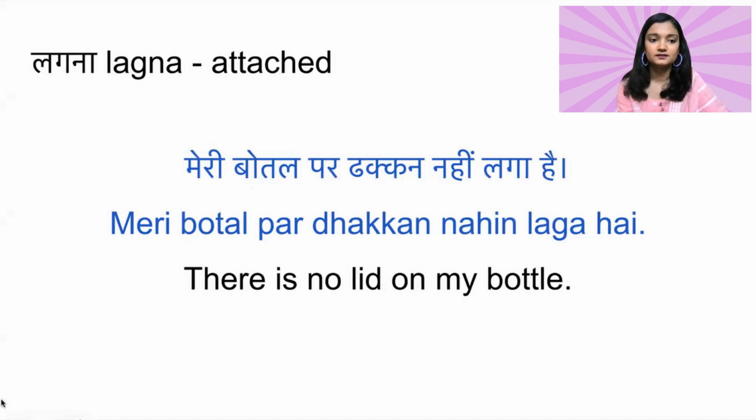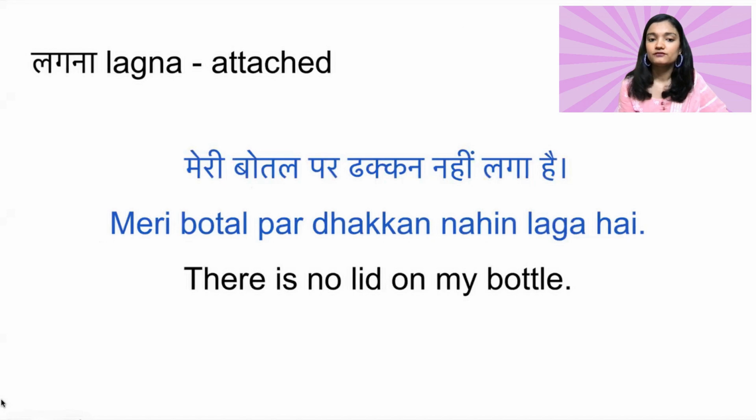My first example is, मेरी बोतल पर ढक्कन नहीं लगा है. That means on my bottle, the lid is not attached. That means there is no lid on my bottle. To be able to say that there is no lid, you will have to use Lagna in this sentence along with है. Just है will also work. मेरी बोतल पर ढक्कन नहीं है means it's not there. But since we are discussing Lagna, you will have to insert it in your sentence.